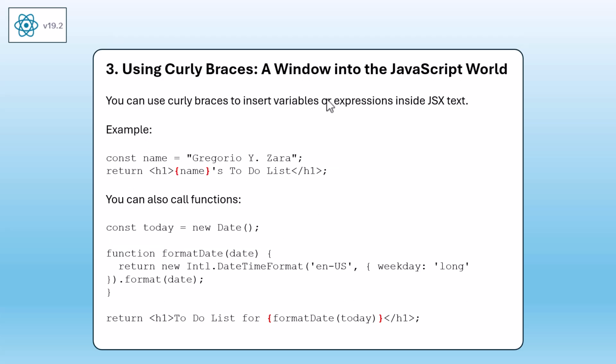3. Using curly braces, a window into the JavaScript world. Curly braces can appear not only inside attributes, but also directly inside your JSX tags. You can use them to insert variables or to call functions that return values. If you change the variable's value, React automatically updates the rendered result because the braces make the content dynamic. You can include any JavaScript expression between curly braces: calculations, function calls, or values that come from logic in your component. The braces simply evaluate the expression and display the result.